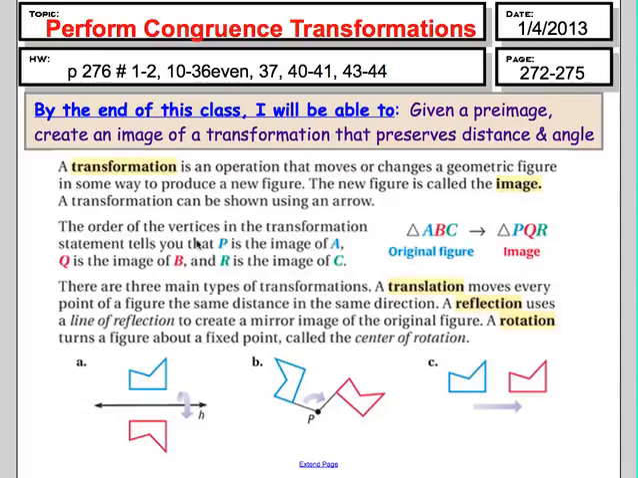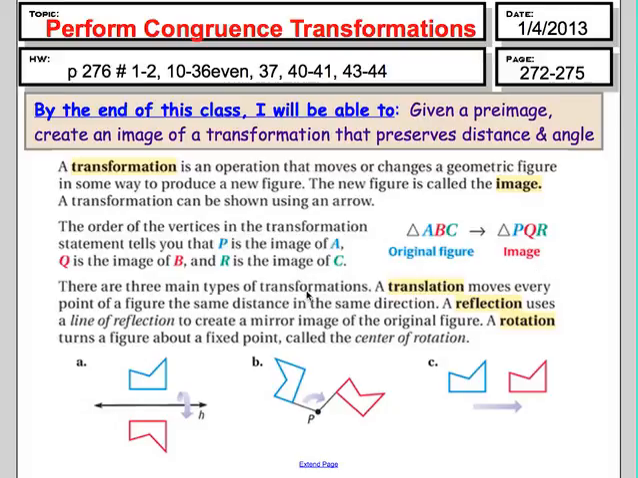The order of the vertices in the transformation statement tells you that P is the image of A, Q is the image of B, and R is the image of C. If we notice that this becomes this. So this is the original figure, or the pre-image. This becomes the image. This marking has a lot of different names in mathematics. If we're talking about if-then statements, it means implies. If we're talking about transformation, though, it basically means this transforms into this. We'll also see it written in some of the rules today.